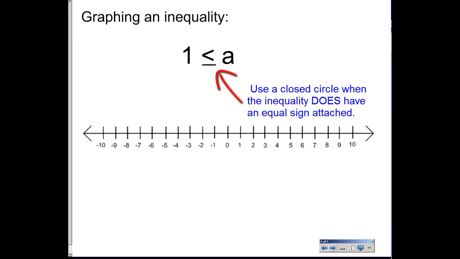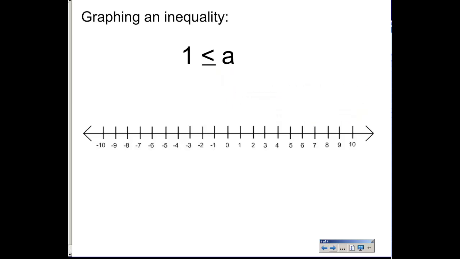We'll try another one that has an equal to sign under it. Okay, so I'm looking for A's that are greater than or equal to 1, or I could say 1 is less than or equal to A. So what we're going to do is find number 1, which is here. And you'll notice it has the equal sign underneath it, which means instead of an open circle, we're going to go ahead and fill that in, and you'll see why.